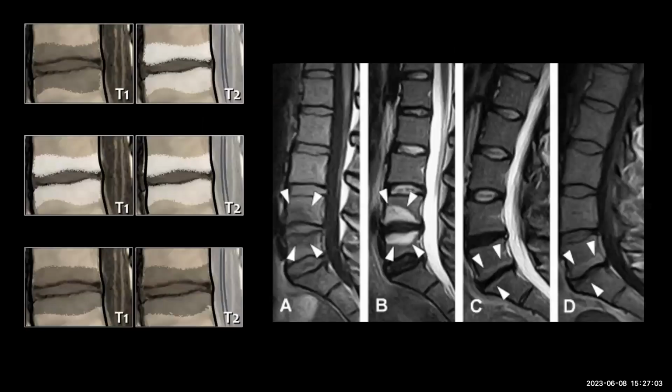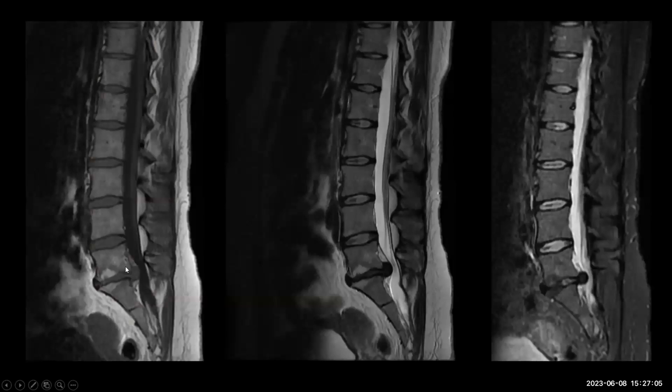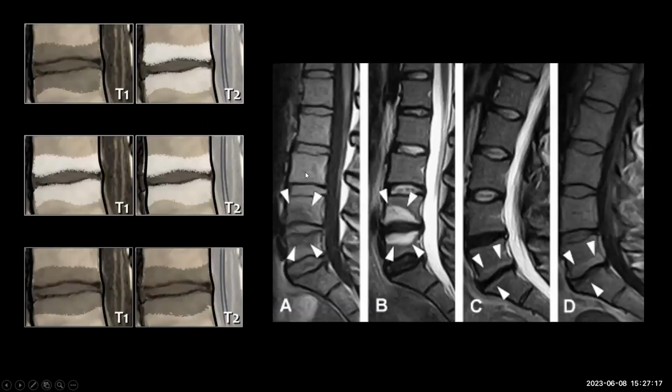Now going on to the Modic changes. This is a T1, T2, and STIR. What do you see? There's a bright signal on T1, a bright signal on T2, which is suppressed on STIR. What behaves like this? Fat. Now, Modic changes can be type 1, 2, or 3. Type 1 is the acute inflammatory category. Inflammation has fluid in it, so it will follow fluid signals.